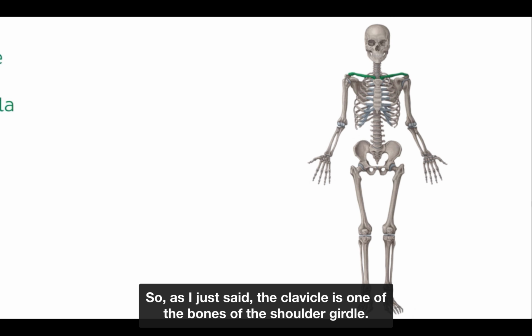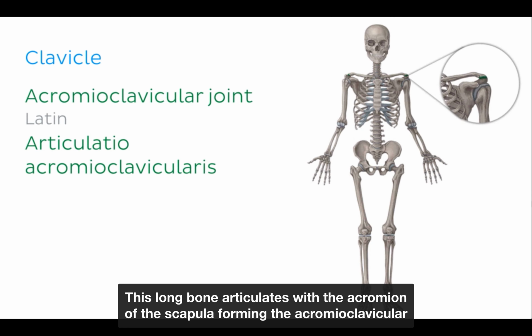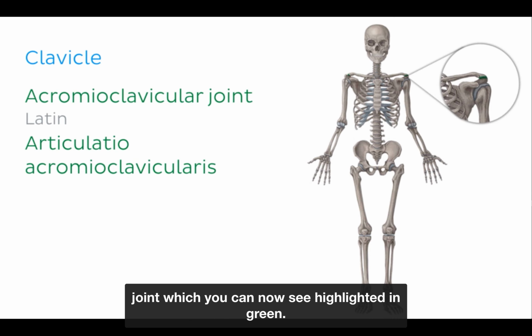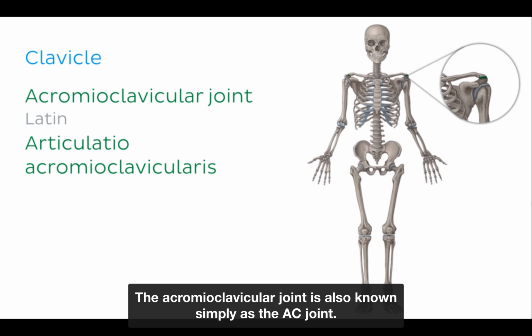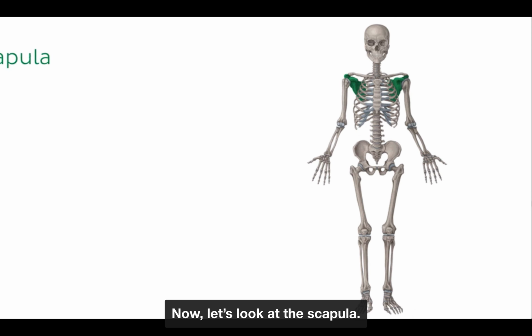So as I just said, the clavicle is one of the bones of the shoulder girdle. This long bone articulates with the acromion of the scapula, forming the acromioclavicular joint, which you can now see highlighted in green. The acromioclavicular joint is also known simply as the AC joint. Now let's look at the scapula.